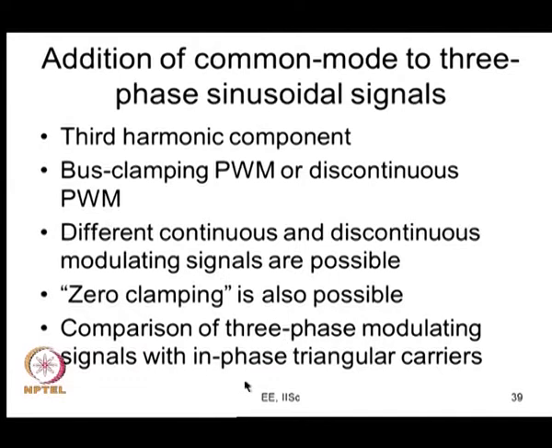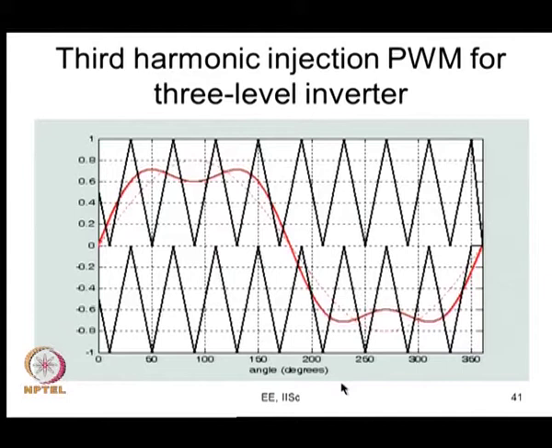You can compare these 3 phase modulating signals with in-phase triangular carriers. So, this is what we would look at now. For example, if you see this, there is a third harmonic injection; compare them with 2 level shifted carriers as before, and you get your PWM.